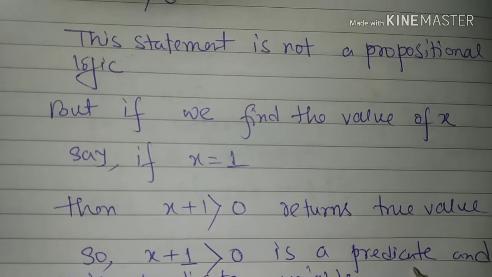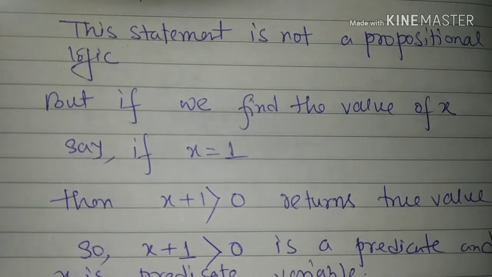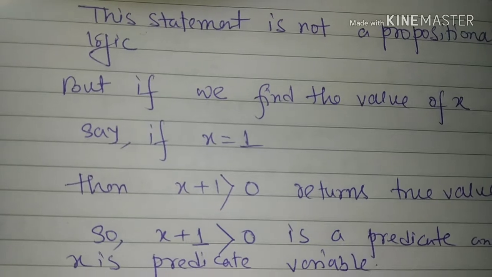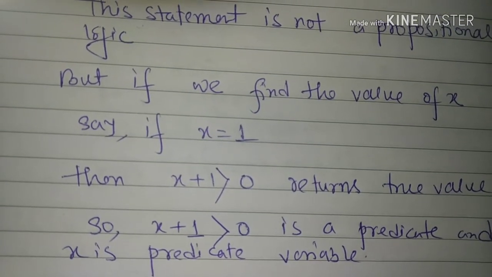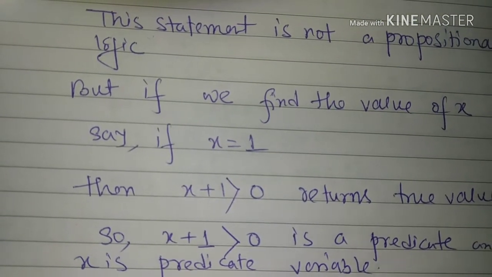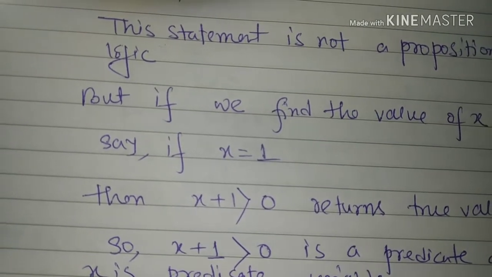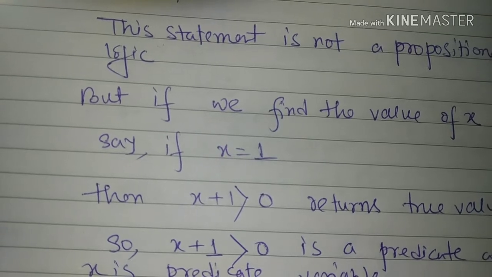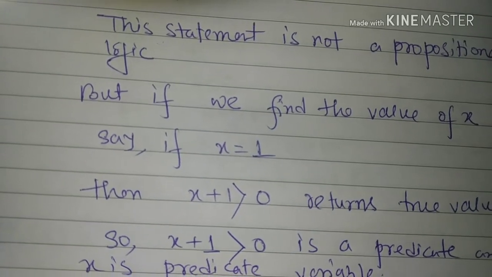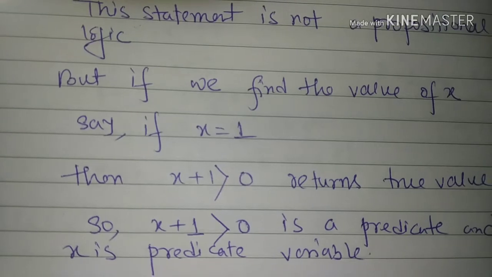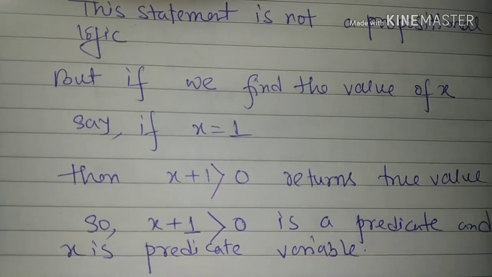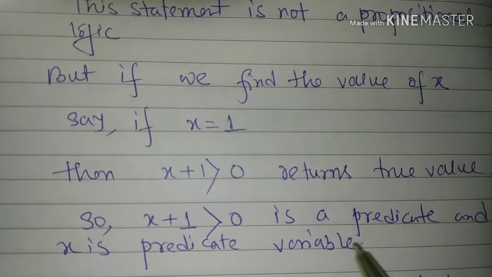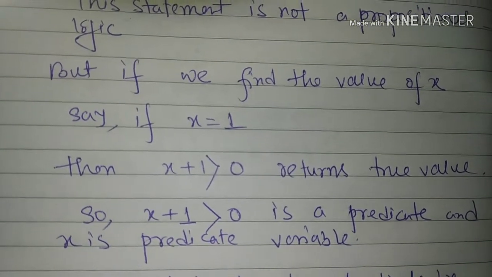Depending on the value of the variable, here x is a predicate variable, and depending on the value of the predicate variable, it will return a true or false value. So if a statement returns a true or false value depending on the value of the predicate variable, then this is a predicate logic. So x plus 1 greater than 0 is a predicate and x is a predicate variable.